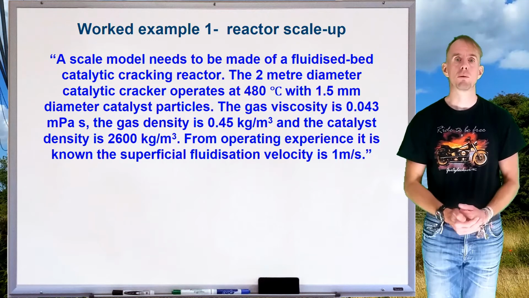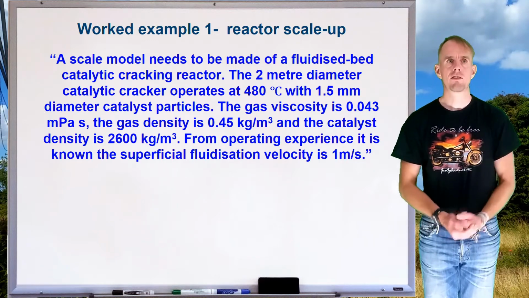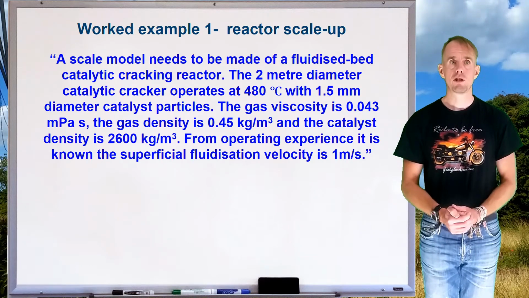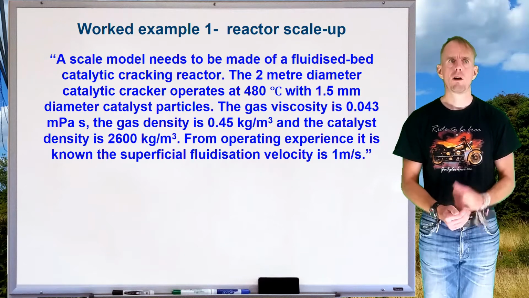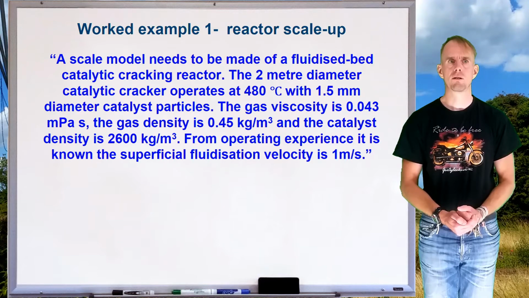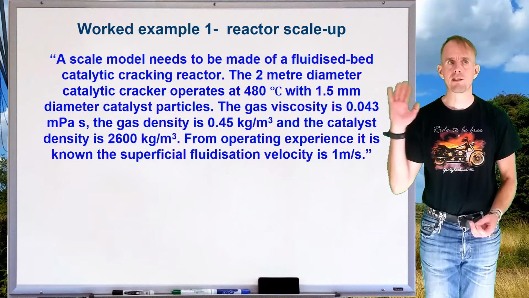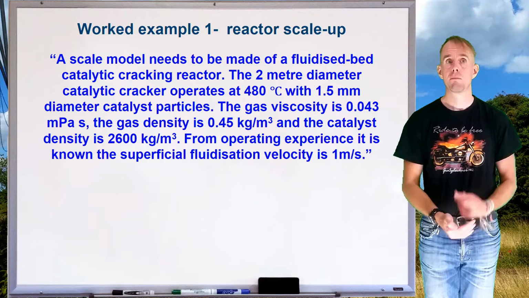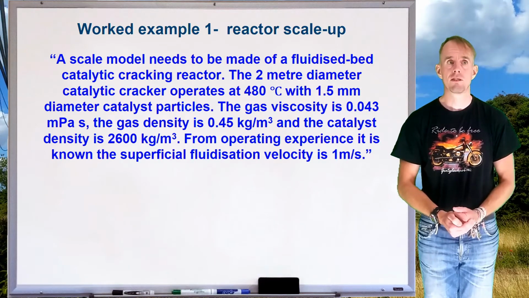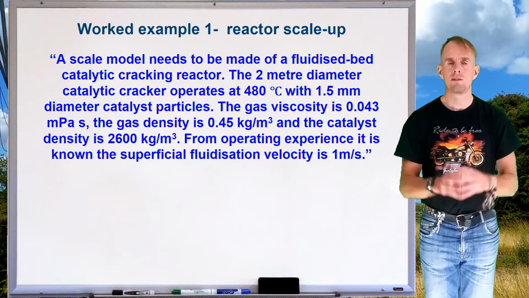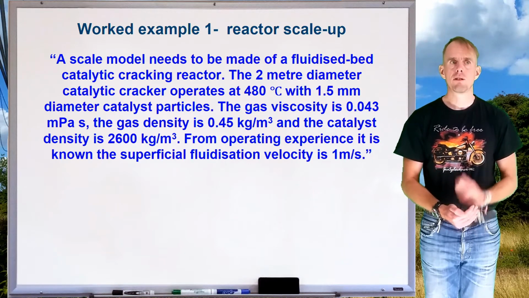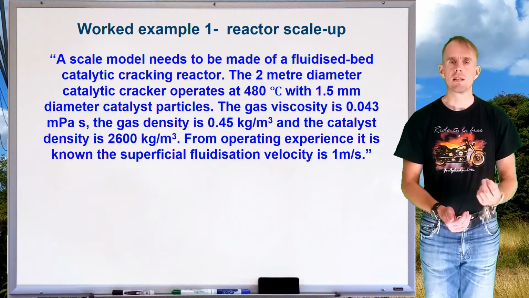So here on the whiteboard is a problem statement. We need to make a scale model of a fluidised bed cat cracker. The one on the plant is 2 metres in diameter, so it's quite a small one, operating at 480 degrees C with 1.5 millimetre diameter catalyst particles. We've got values there of gas viscosity and density. It's a hydrocarbon gas, 0.043 millipascal second viscosity, 0.45 kilos per cubic metre density, and the catalyst density is 2600 kilos per cubic metre. From operating experience, it's known that the superficial fluidisation velocity is 1 metre per second.